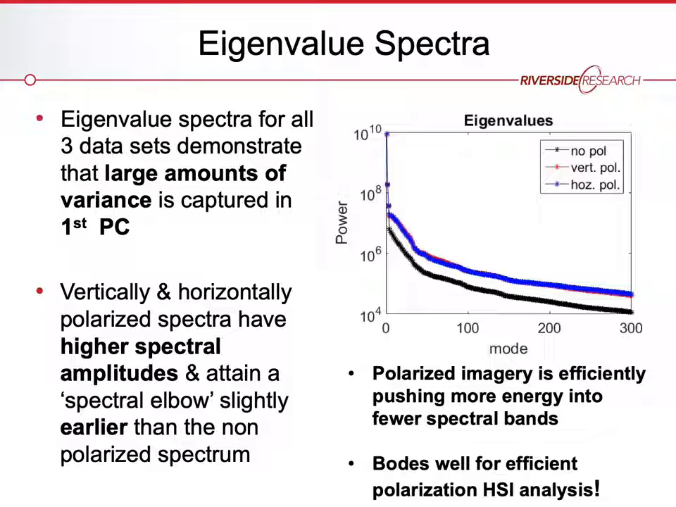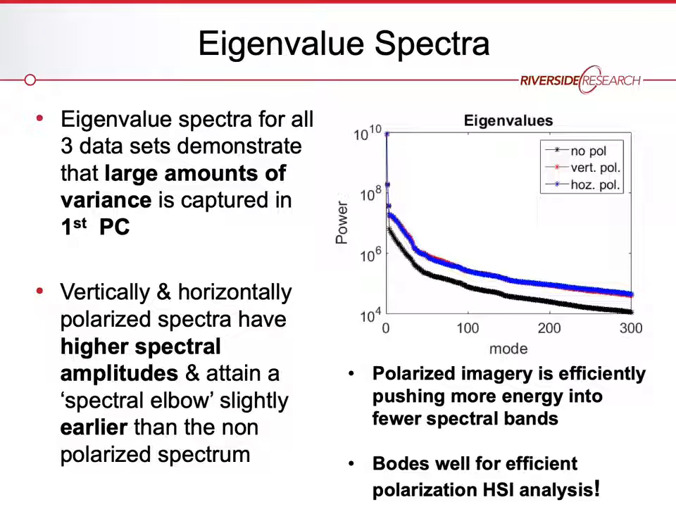The eigenvalue spectra for all three cases demonstrate that large amounts of variance are captured in the first PC, or principal component. Vertically and horizontally polarized spectra have higher spectral amplitudes and attain spectral elbows slightly earlier than the non-polarized spectrum. What this all means is that the polarized imagery is efficiently pushing more energy into fewer spectral bands.